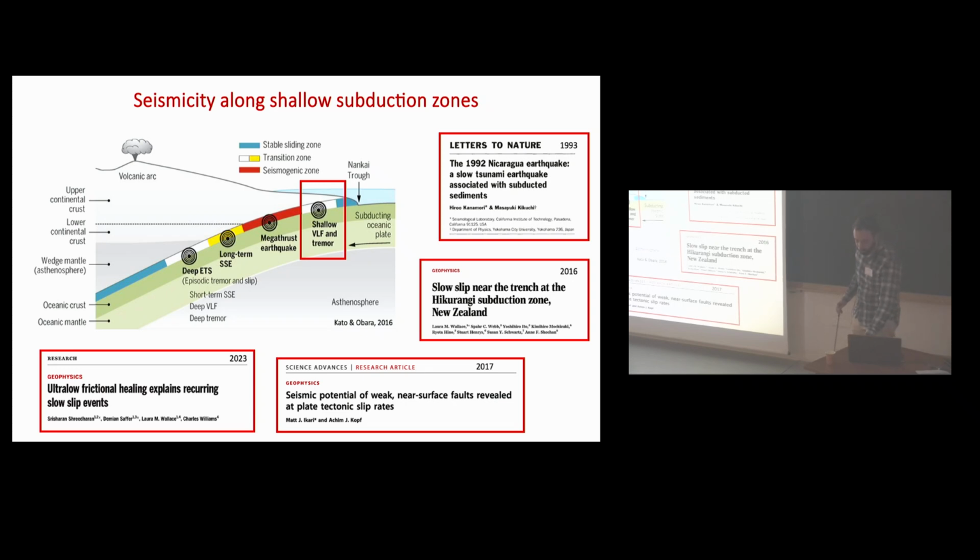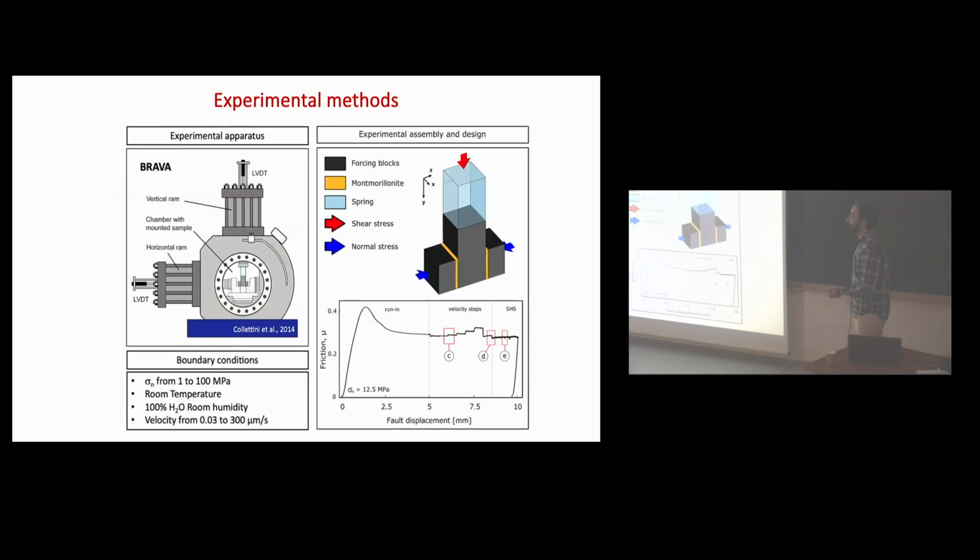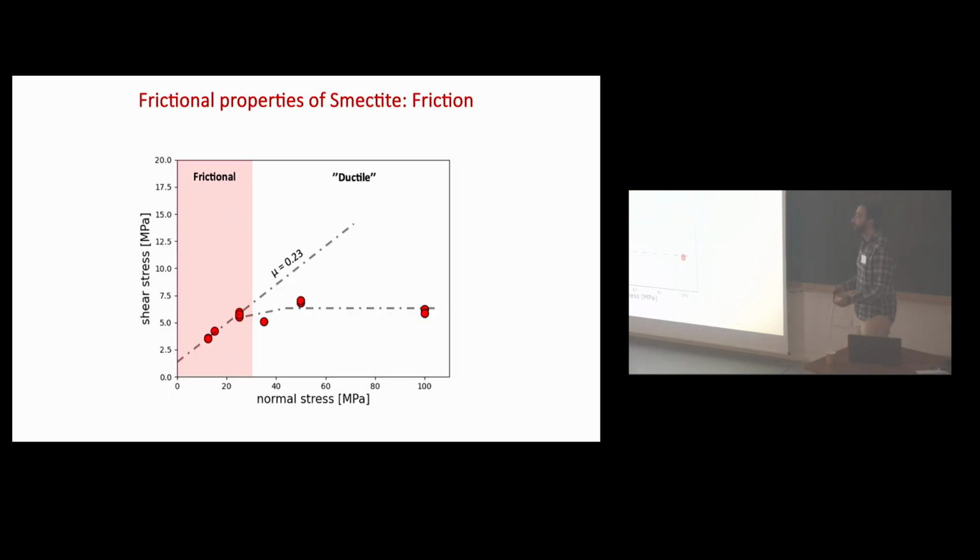So, to understand why we can get these instabilities, we decided to characterize the frictional properties of montmorillonite, which is a smectite, using a double shear configuration with 2 layers of this montmorillonite gouge. We squeeze it, we shear it, and we measure the frictional properties using a biaxial apparatus. And we found that smectite is, as expected, frictionally weak. It has a very low friction coefficient, 0.23.